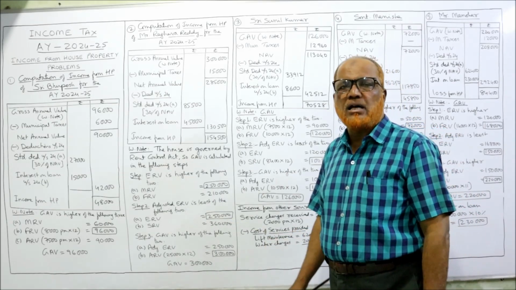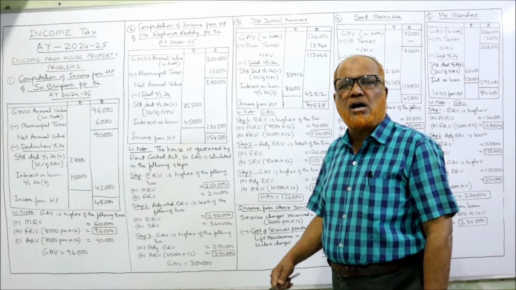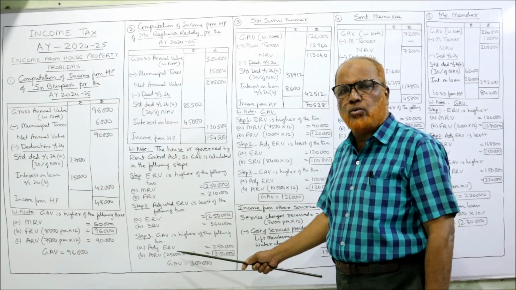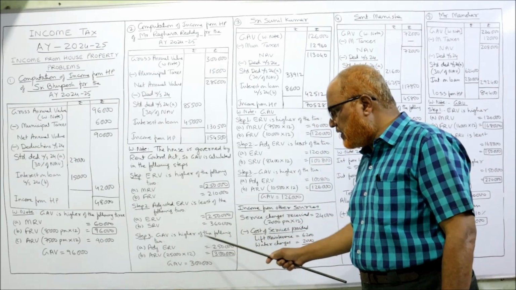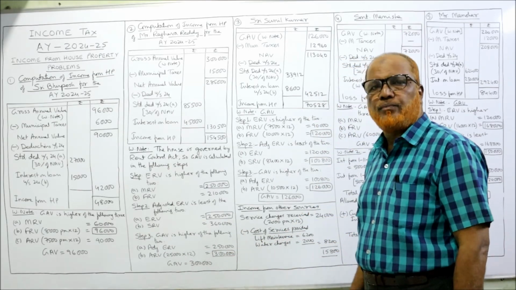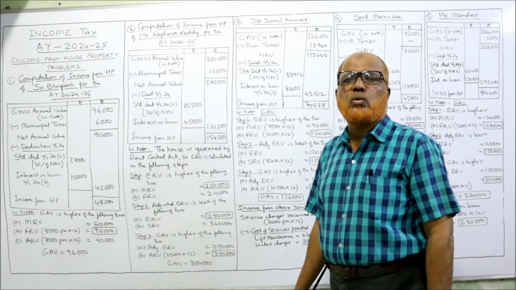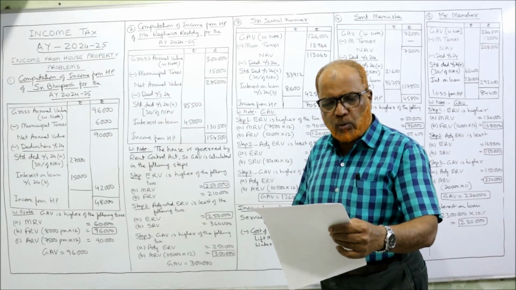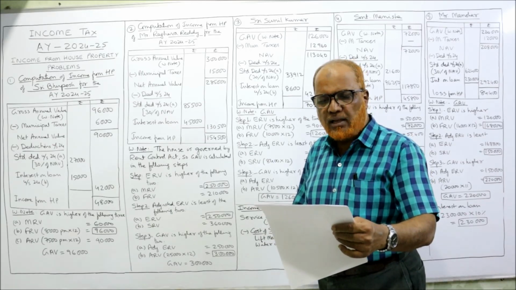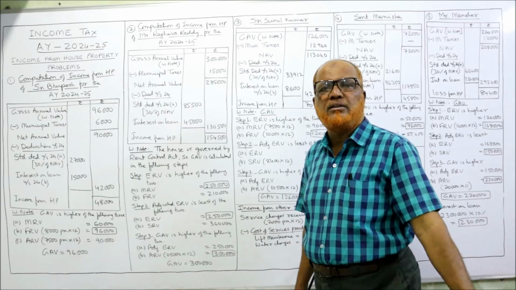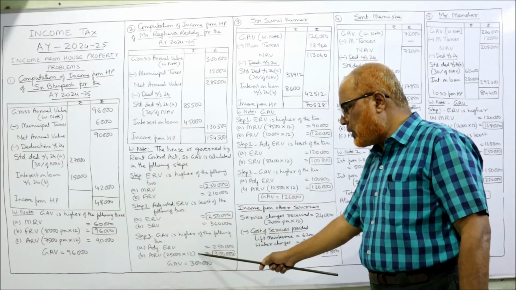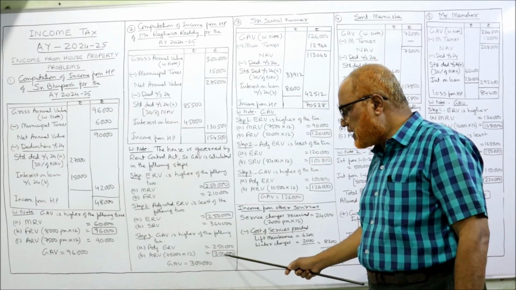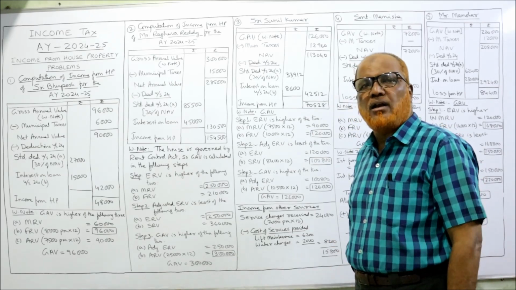Now, the third and last step, the GAV is higher of the following 2. Gross annual value is the higher of the following 2. First one, adjusted ERV, just now we got 2,50,000. And secondly, actual rental value, ARV, that is given in the problem 25,000 per month, let out on a monthly rent of 25,000. So 25,000 into 12, 3 lakh. Whichever is higher, 3 lakh is higher. So GAV is 3 lakh.